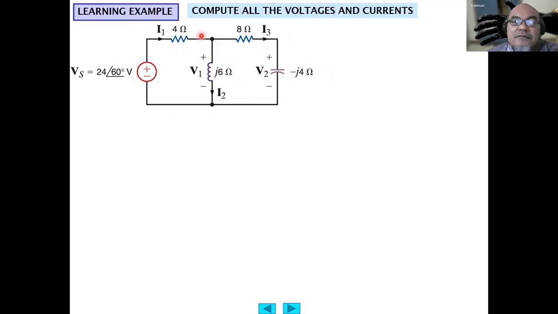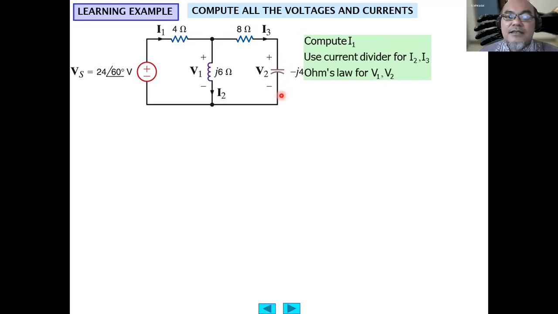I1 is the current flowing through the 4 ohm resistor, I2 is the current flowing through the j6 ohm inductance, and I3 is the current flowing through the 8 ohm and minus j4 ohm capacitance. Compute I1 first. After that, we use the current divider to calculate I2 and I3, and we use Ohm's law to calculate V1 and V2.